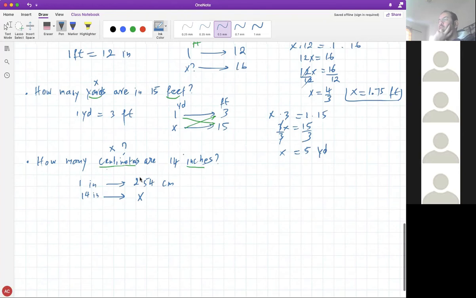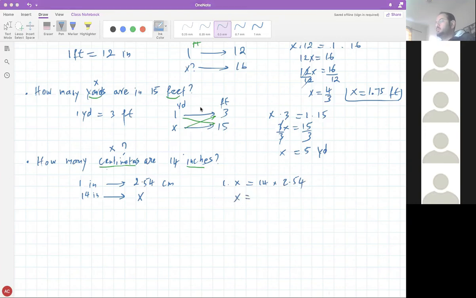1 inch is 2.54. 14 inches, we don't know. So we're going to find x. We're going to say x equals, not yet, we need to cross multiply first. Start with the multiplication that has x in it. So always start with the multiplication with the x. So 1 times x, and 14 times 2.54. 1 times x is x.